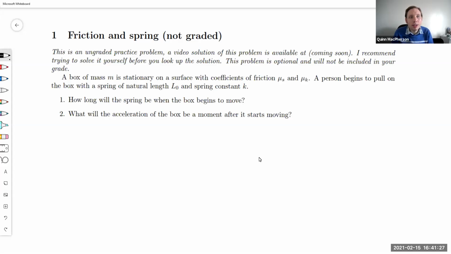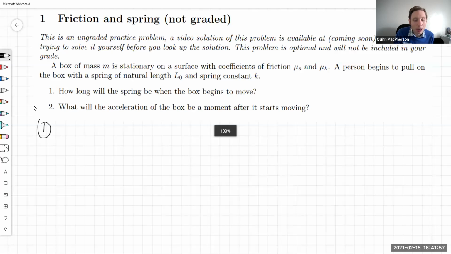Hello. In this video, I'm going to show how to solve this problem involving friction and a spring. Okay, so we have a box of mass m, stationary on a surface, with coefficients mu(s) and mu(k). A person is pulling on this box. The spring has a natural length L0 and a spring constant k. So the first question we want to answer is how long will the spring be when the box begins to move?